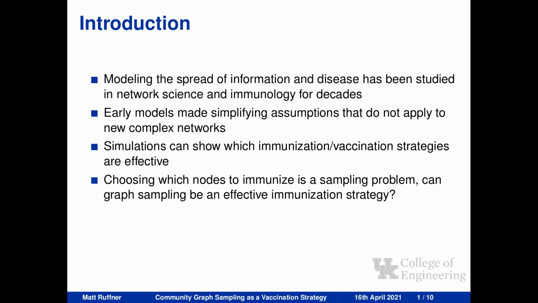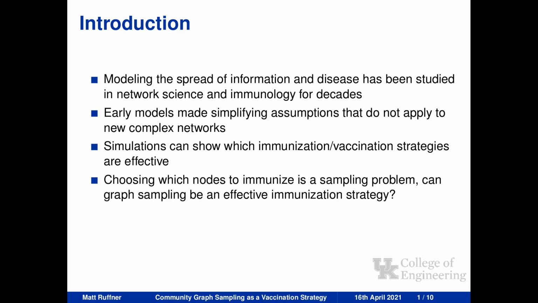The spread of information or disease across a population or network has been widely studied in network science and epidemiology. The terms immunization and vaccination are used interchangeably and refer to the process of selecting nodes to remove from the susceptible portion of a population. In other words, the infection or information can no longer spread through an immunized node.